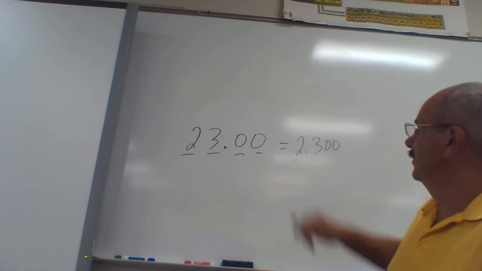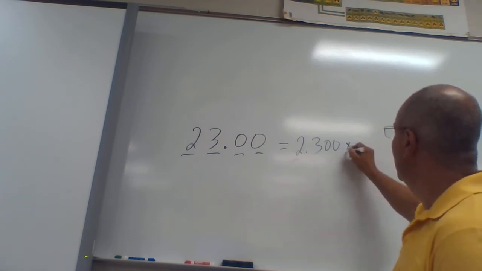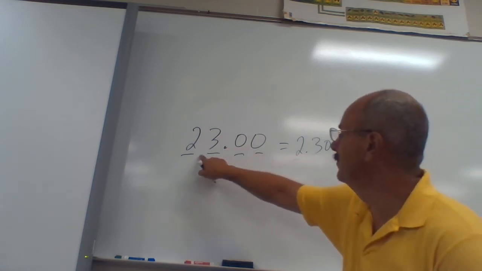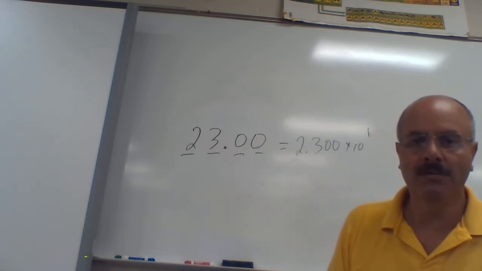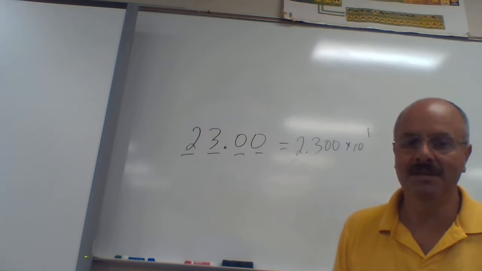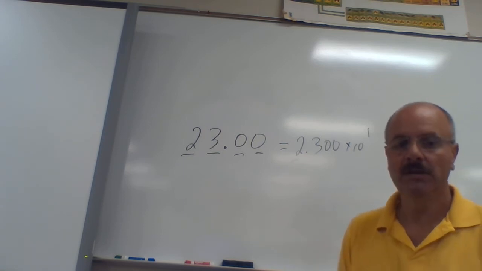So I did 2.300, and then times 10. And how many places did I move it over? I moved it over 1. Was the number that I started with bigger or smaller than 1? It was bigger, so it stays a positive 1 this time instead of a negative 1.